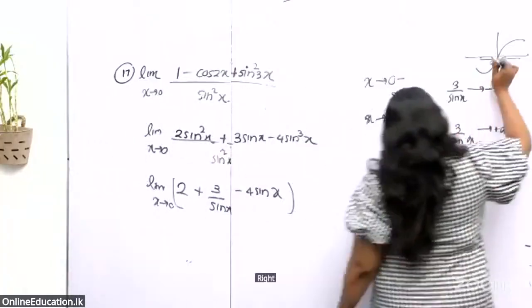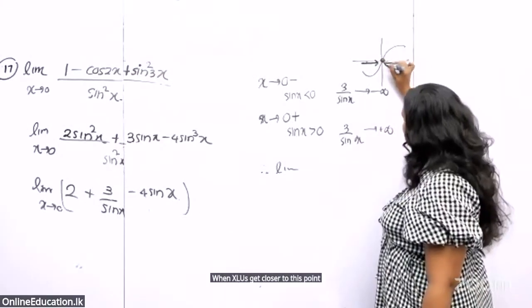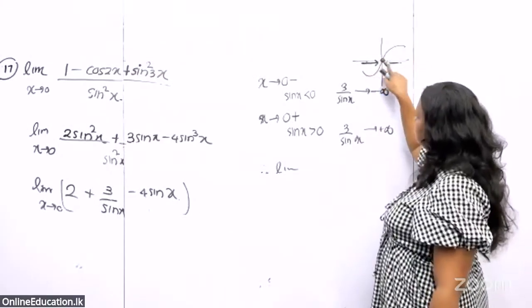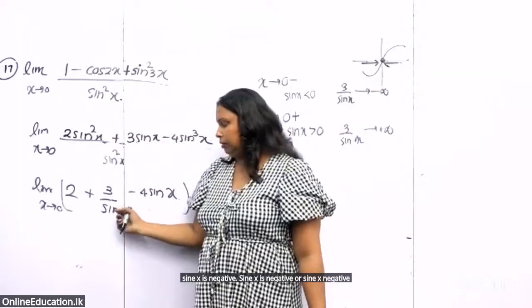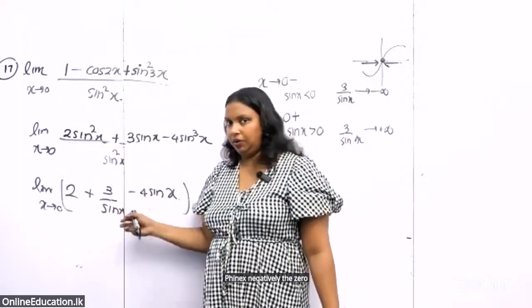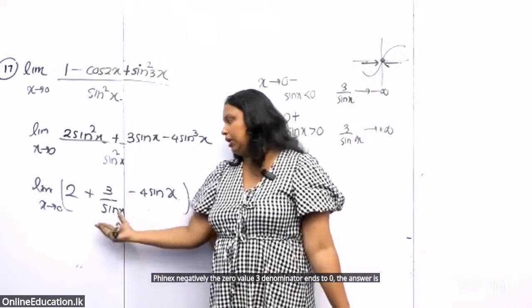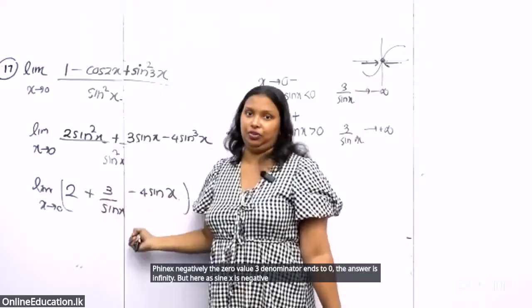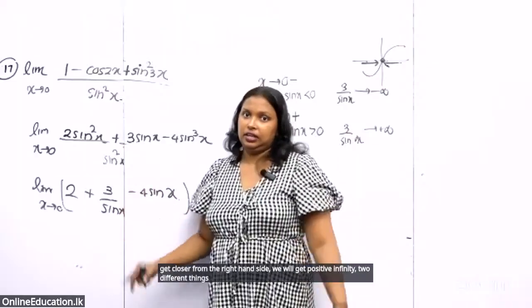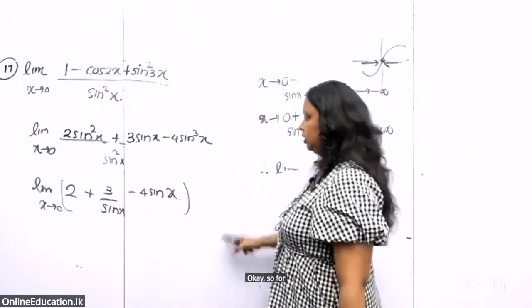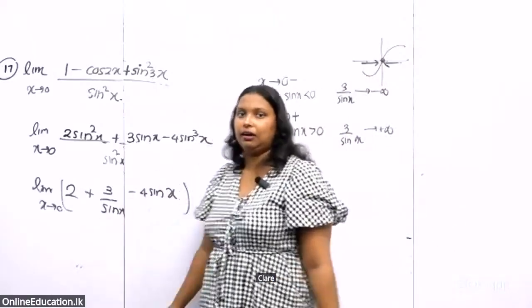Right? When x values get closer to this point 0, see, sin x is negative. When the denominator tends to 0, the answer is infinity. But here as sin x is negative, it will be negative infinity. When we get closer from the right hand side, we will get positive infinity. Two different things. Clear? So for that value, the limit does not exist. For the whole thing we can't write the answer.